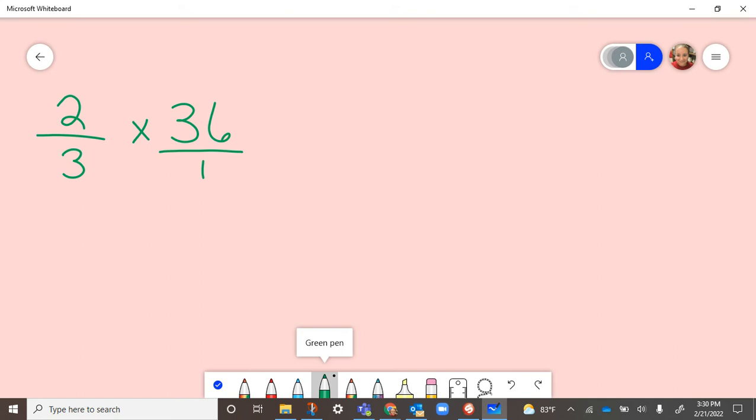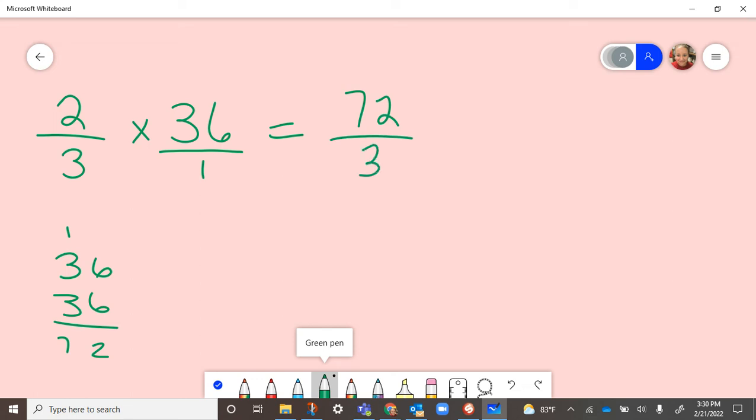So 2 times 36, that's 36 2 times, so that would be 72 over 3. And that is a lot of groups of threes. Like if I was going to do 3 over 3, 3 over 3, that's a lot of them. So on this one, I'm going to turn this into a division problem, because that other way would take me a really long time.